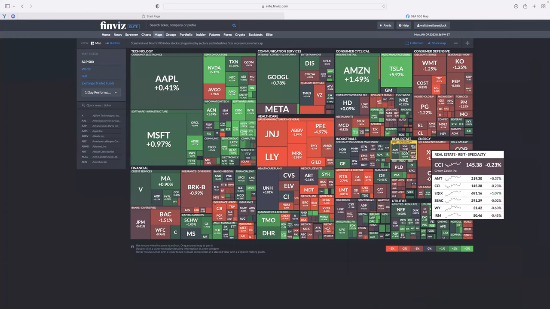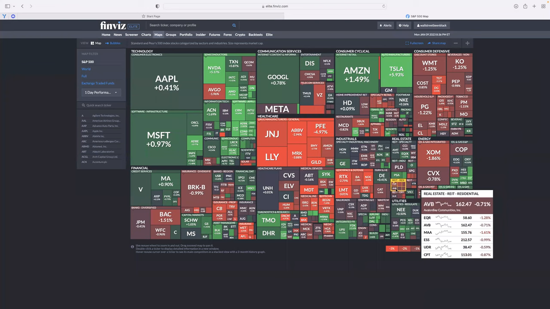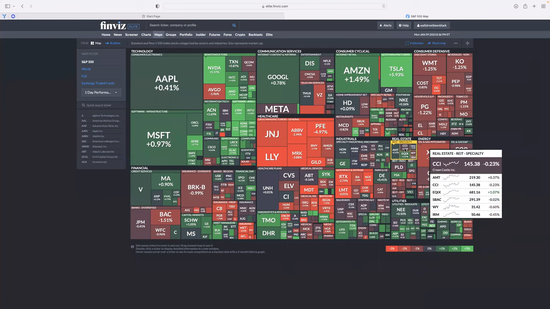Now we have real estate. Over here, I will not lie, I am not that invested in real estate. I believe I have AVB, Avalon Bay, and I have to pull it.